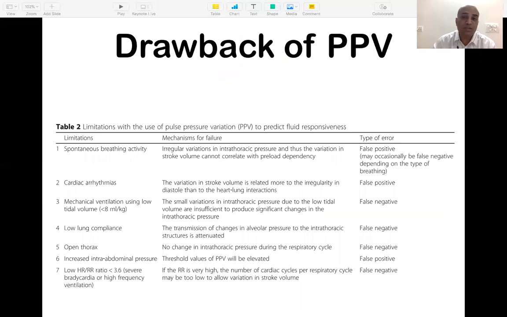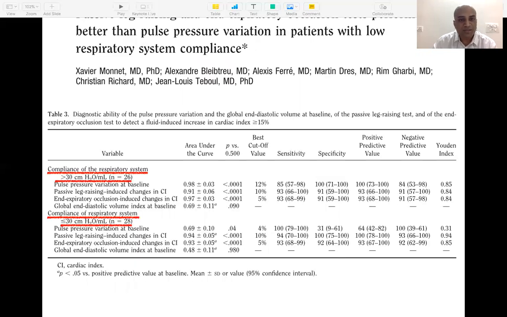But this pulse pressure variation has a lot of drawbacks. It cannot be applied in a spontaneously breathing patient, cardiac arrhythmia, mechanical ventilation with low tidal volume, low lung compliance, open thorax, increased intrathoracic or intra-abdominal pressure, and low heart rate or respiratory rate scenarios. And studies have shown that when the lung compliance is less than 30, which is not a very uncommon phenomenon whenever we are dealing with an ARDS patient, then pulse pressure variation is not that significant a marker for fluid responsiveness. In that scenario, probably a passive leg raising test and end expiratory occlusion test are much better predictors of fluid status of this type of patient.